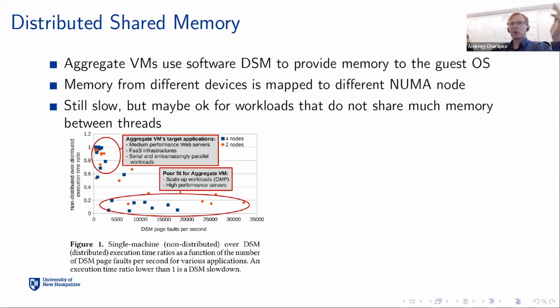So it is still slow, but as I mentioned, they say that it's okay for several types of workloads. They ran some experiments with different types of workloads, and they identified a few use cases, such as medium performance web servers, some function as a service infrastructure, and all kinds of serial or embarrassingly parallel workloads, right? So anything that doesn't require sharing memory between the cores. A workload that can be scheduled on a core and run all contained, accessing only the memory that's local to that core, is the workload that's going to work the best.